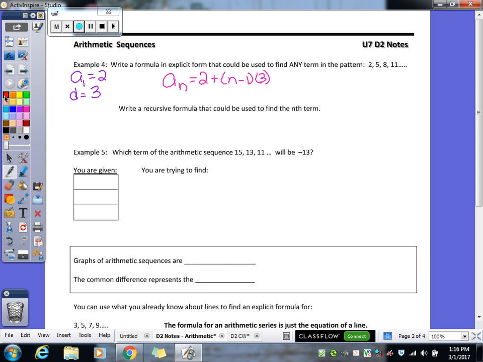However, generally on the Regents exam, you won't see that as your multiple choice answer. They want you to kind of clean it up a little bit. Meaning, we would have to distribute our 3. So we would have 2 plus 3n minus 3. And then combine our like terms. So we'd have 3n minus 1. So both of these forms up here are explicit forms that would work. You just never know which one you're going to see.